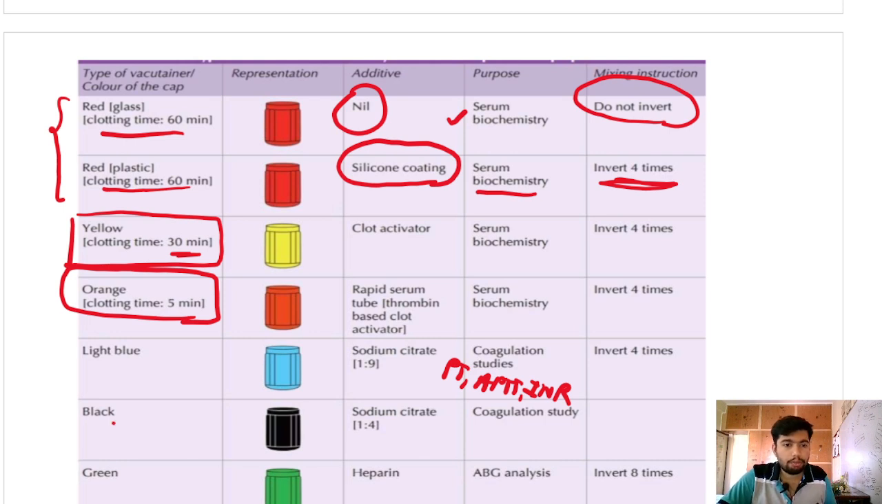You can see the black color sodium citrate, 1:4 ratio, for coagulation study. Apart from it, you can take this particular sodium citrate vacuum for ESR measurement also, erythrocyte sedimentation rate.